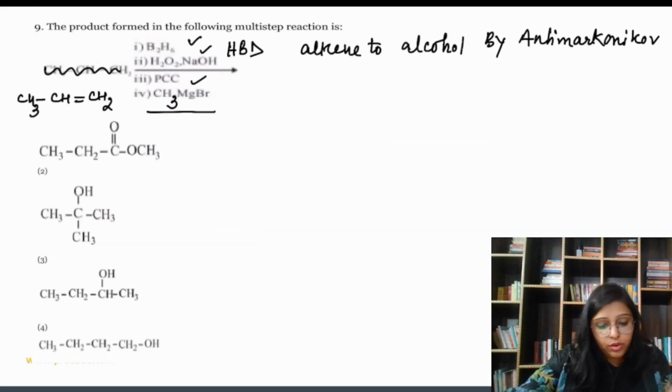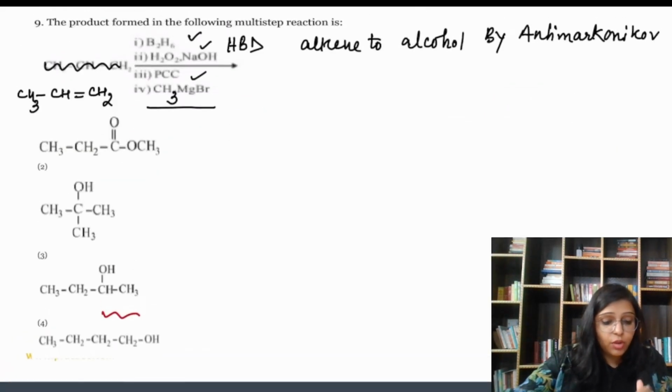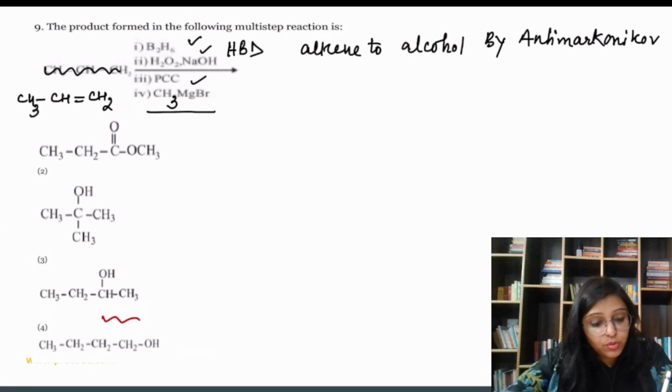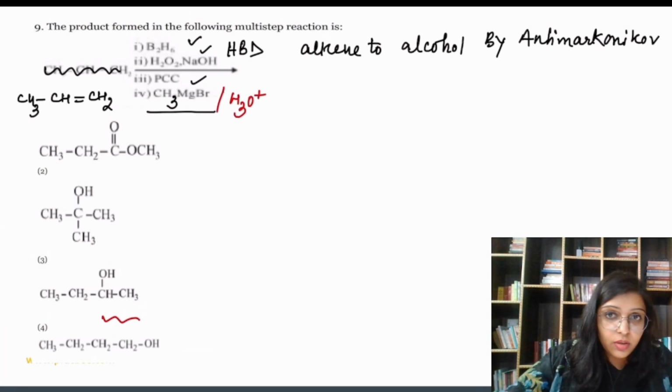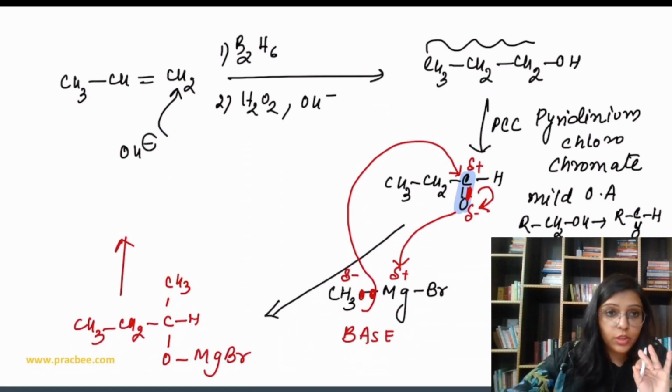Now we have to do the hydrolysis. Here it is not given, but if you see the options, we get OH. We do not have MgBr. It means after this we have hydrolysis. This should be given. It is not given, but we have to understand the situation by looking at the options.